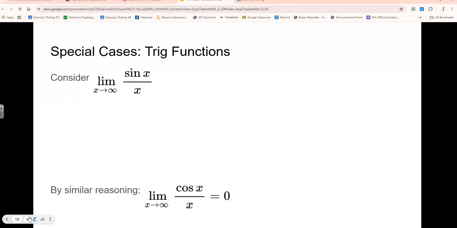All right, let's talk about some trig. Okay, and I've left myself some space here because I want to prove something right here. Let's consider the limit as x approaches infinity of sine x over x. Now, we have already learned the limit as x approaches infinity. I'm sorry. We haven't learned that. Hold on, let me just get rid of that.